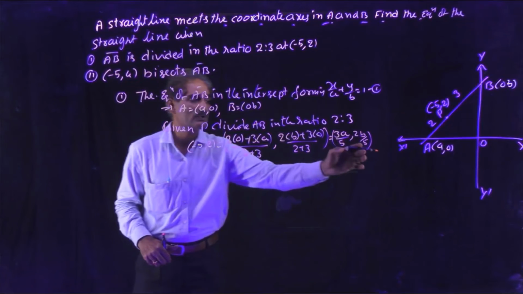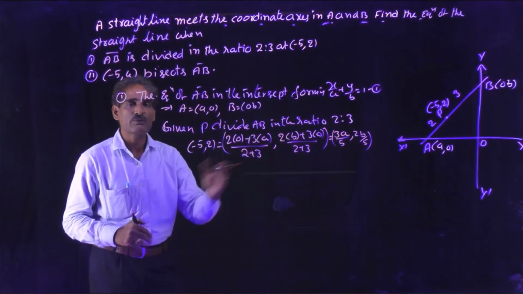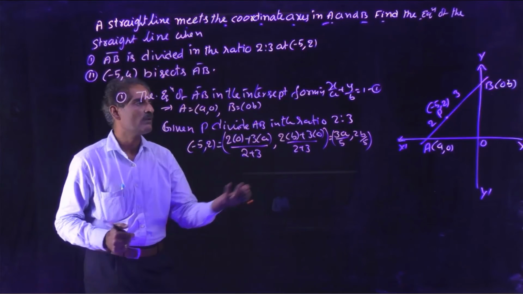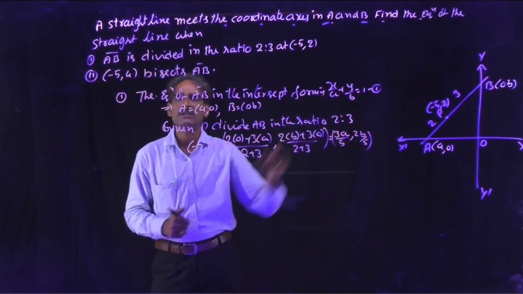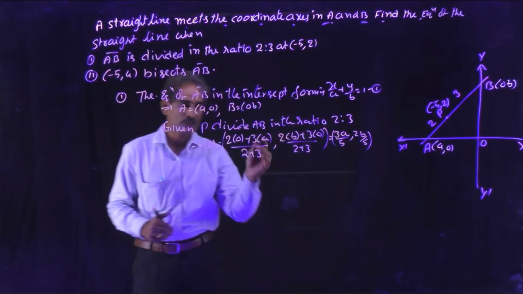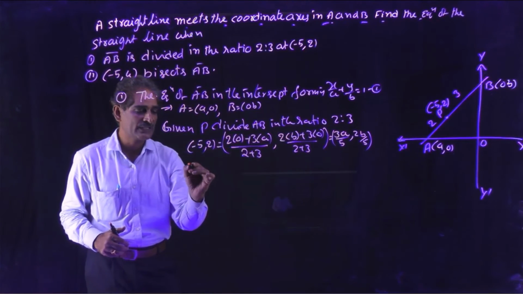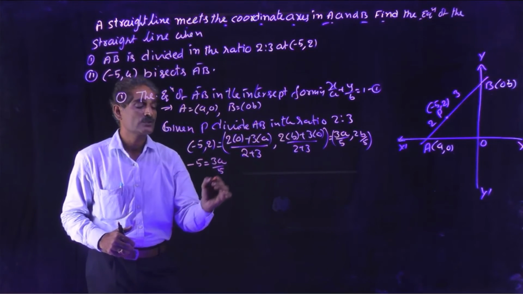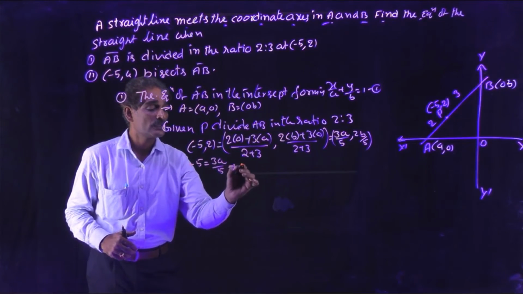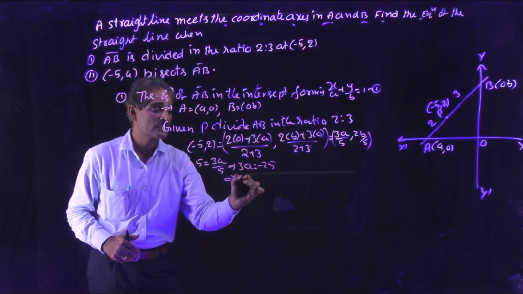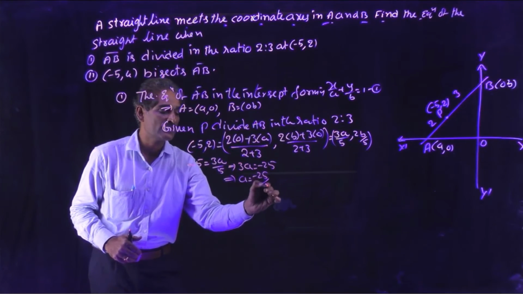(-5, 2) is equal to this one. By equating the x and y coordinates separately, we will get the a and b values. If you have the a and b values, we can write the required equation. That is the way to find the equation in this type of problem. So here, equate the x coordinate: -5 is equal to 3a/5. This implies 3a is equal to -25, so a is equal to -25/3.